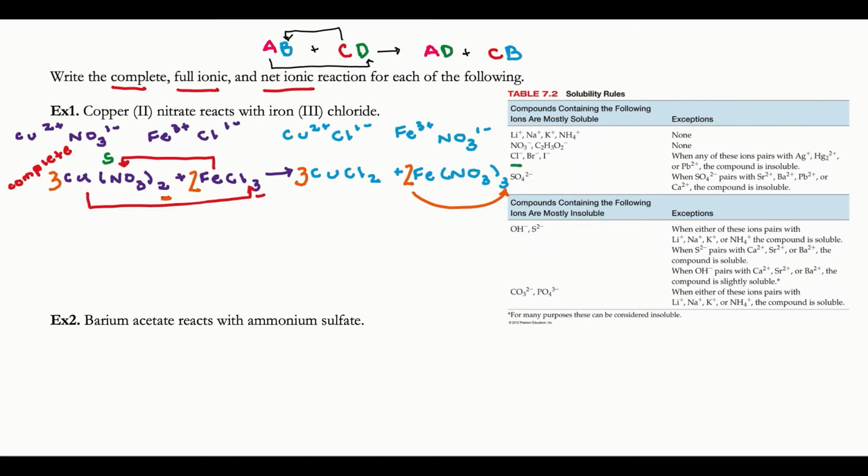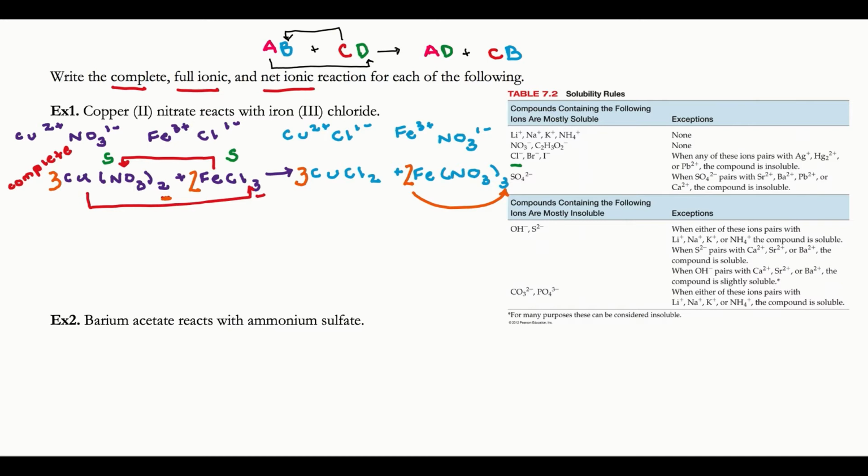So chlorides are soluble except when they're with silver, mercury, or lead. Well, iron is not silver, mercury, or lead, so this is going to be soluble. And just as a hint, your reactants are always soluble. Okay, just an easy cheat, but if you want to check yourself, please do.